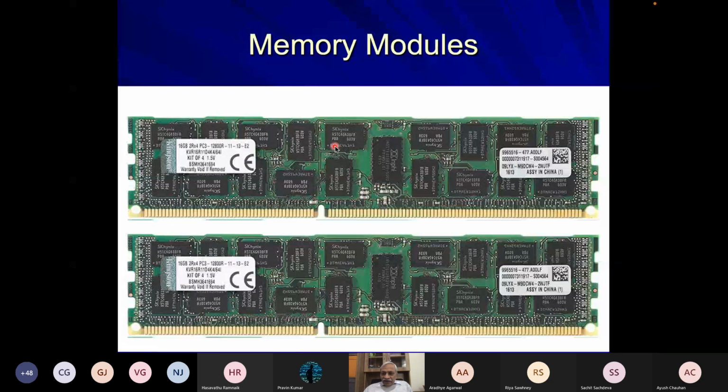So you would wonder why 18? Why not a power of 2 or its multiple? So 18 is because with every 8 bits, with every byte, you could say there is a parity bit for the purpose of error handling. So therefore it is 8 plus 1, 9 into 2, 18 chips are there.